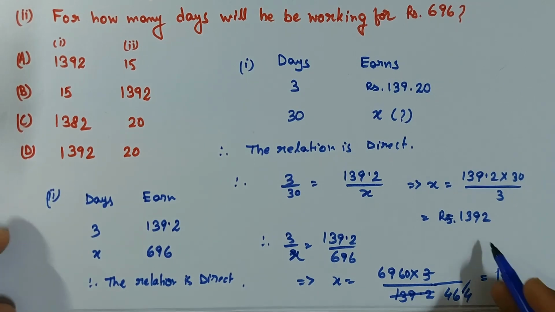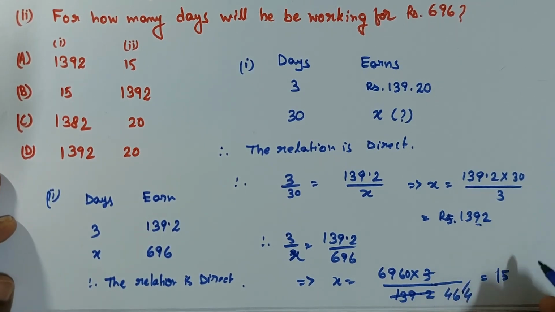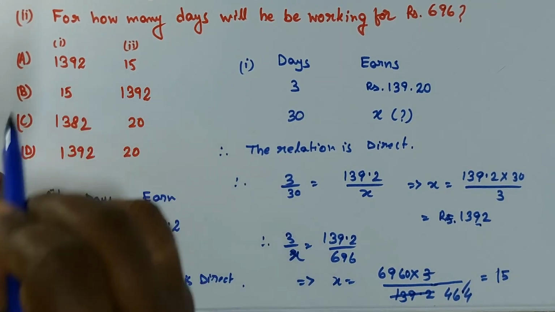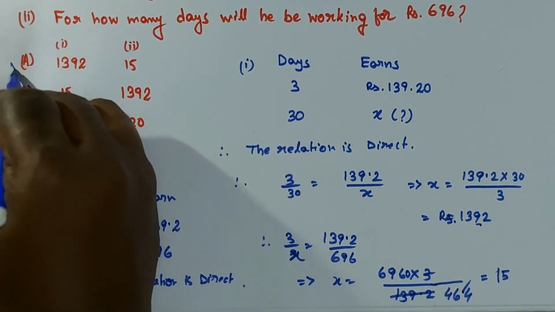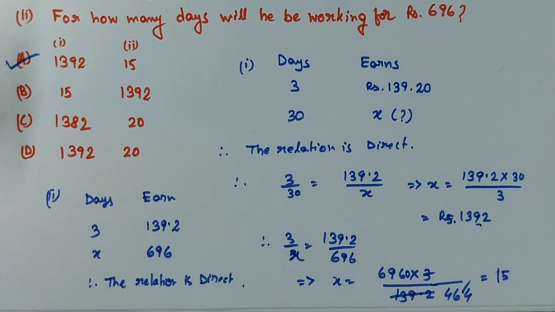So option 1 is 1392, option 2 is 1515. 1392 and 15. So this is our correct answer, option A.